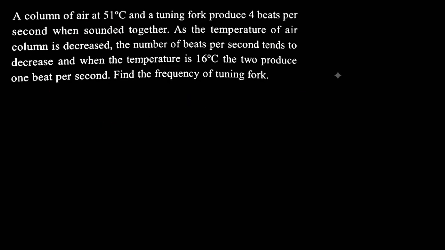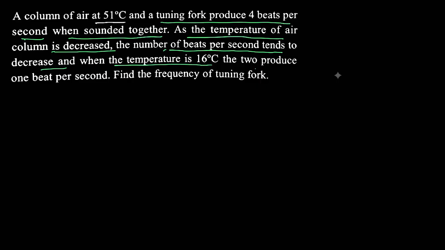An air column at 51 degrees Celsius and a tuning fork produce 4 beats per second when they are sounded together. As the temperature of the air column decreases, the number of beats per second tends to decrease, and when the temperature is 16 degrees Celsius, the two produce 1 beat per second. Find the frequency of the tuning fork.